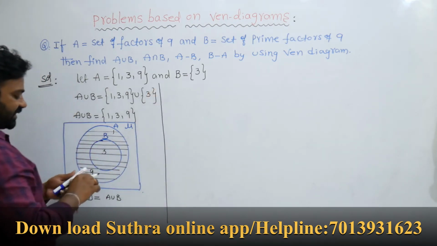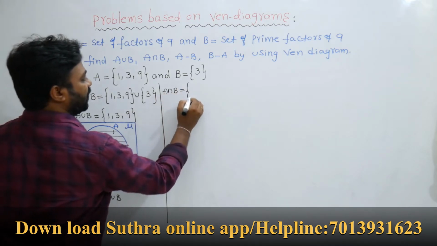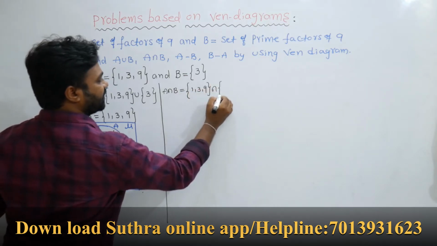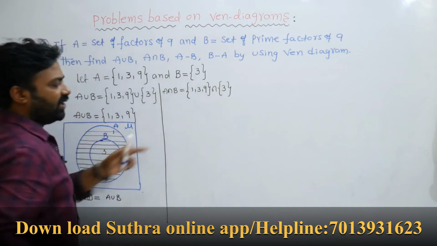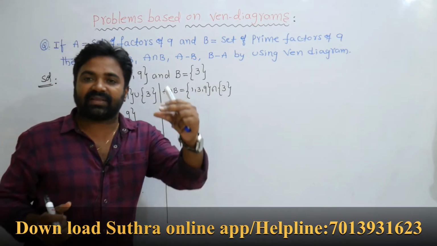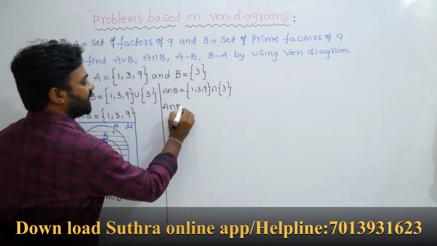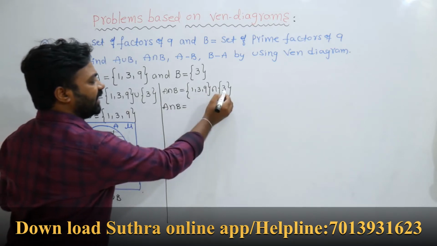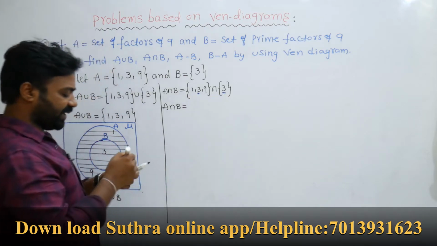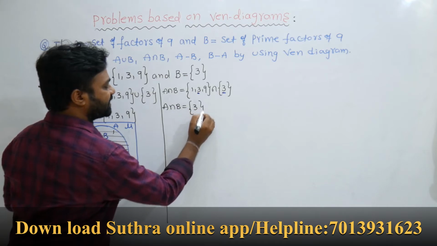Next one is A intersection B. A intersection B equals A set 1, 3, 9 intersection B set, which is 3. Intersection is nothing but the common element. Two sets having a common element, that is the intersection part. Here 3, here also 3, that is the common element. So A intersection B is the set of 3.